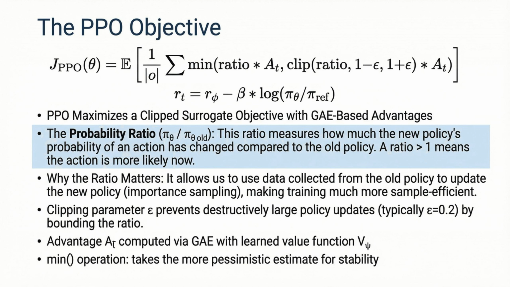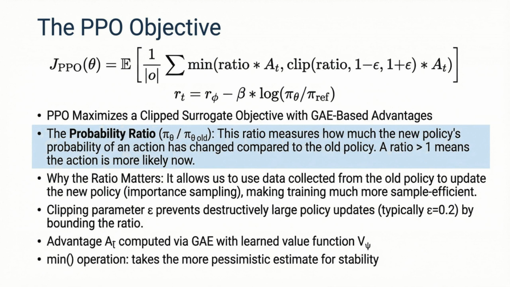lead to bad outcomes. The ratio pi_theta over pi_theta_old tells us how much the new policy differs from the old policy for each token. If this ratio is greater than 1, the new policy assigns higher probability to that token. The advantage A_t tells us whether that token was good or bad. If A_t is positive, we want to increase the ratio. If negative, decrease it.